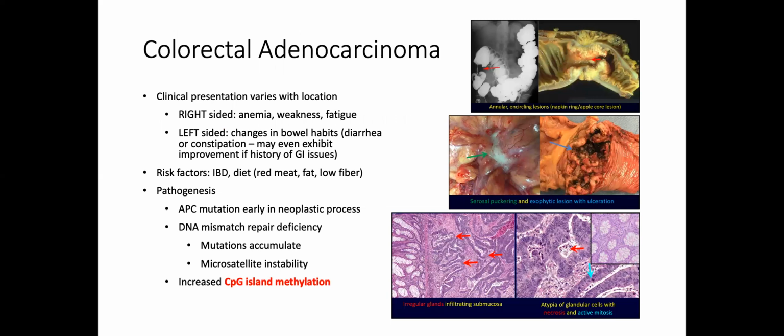Colorectal adenocarcinoma. The clinical presentation varies with the location. So on the right side, think about what happens anyway on the right side of a person. We've got our small bowel. So anemia, weakness, fatigue. Weakness and fatigue go with anemia. So it bleeds more on the right side. On the left side, our stool is more formed. So at that point, we've got a change in bowel habits, diarrhea or constipation, and maybe they even get better with GI issues. Risk factors are going to be IBD or diet.